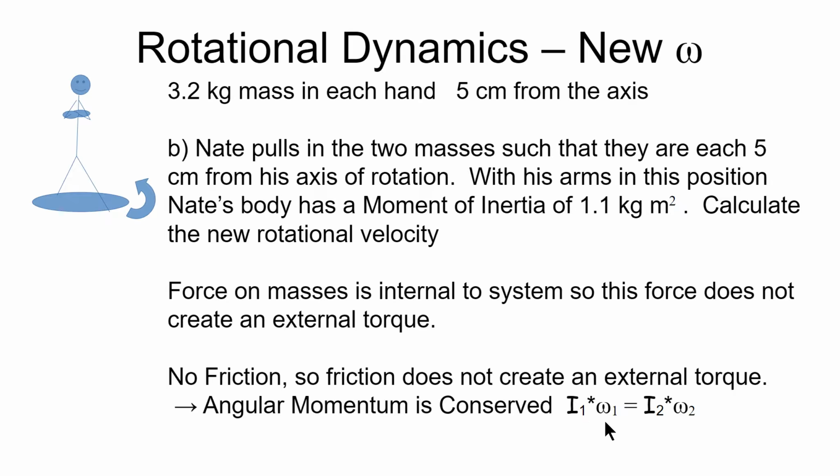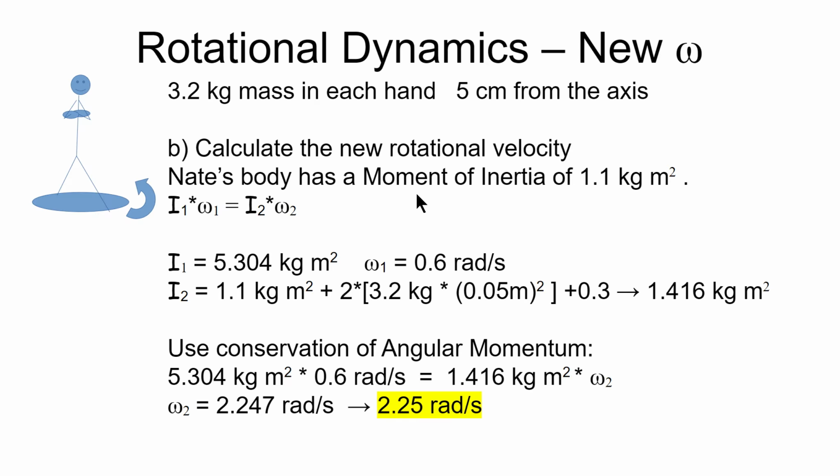So that would be situation 1. And situation 2, when the masses have been pulled in towards the axis of rotation. I omega, angular momentum, will be conserved. This multiplication quantity will be a constant. So let's delve into that.